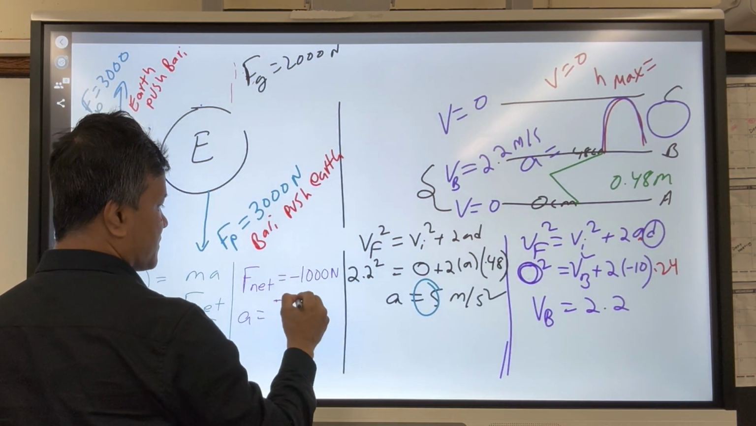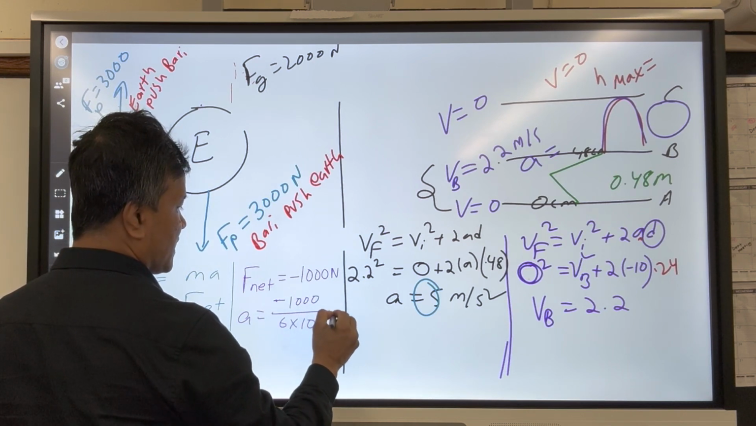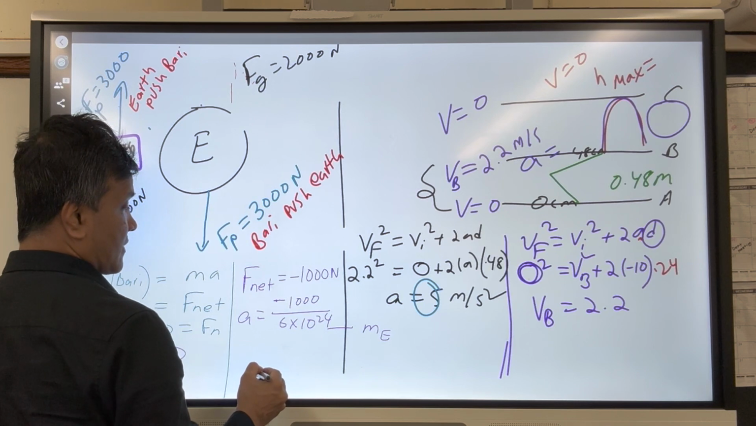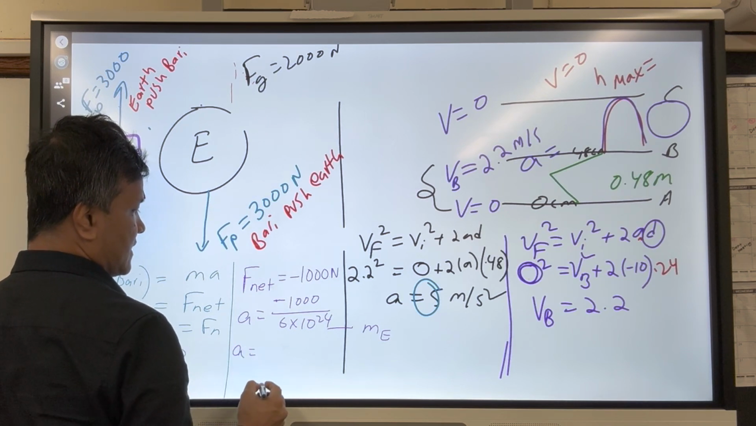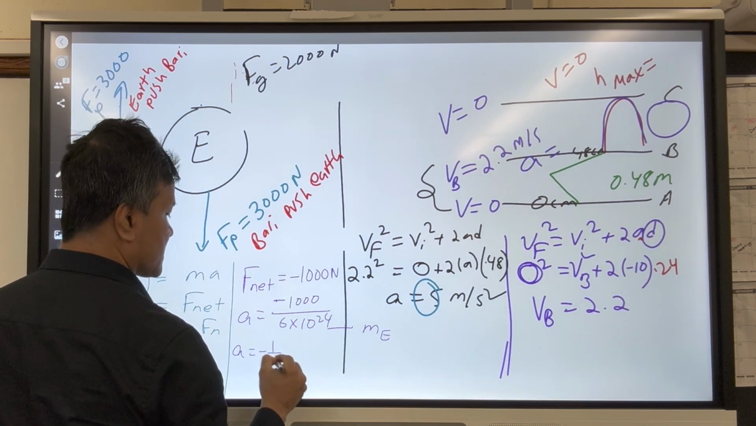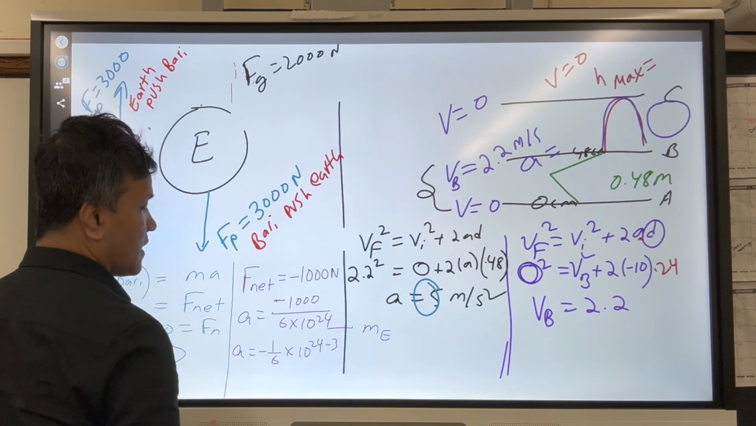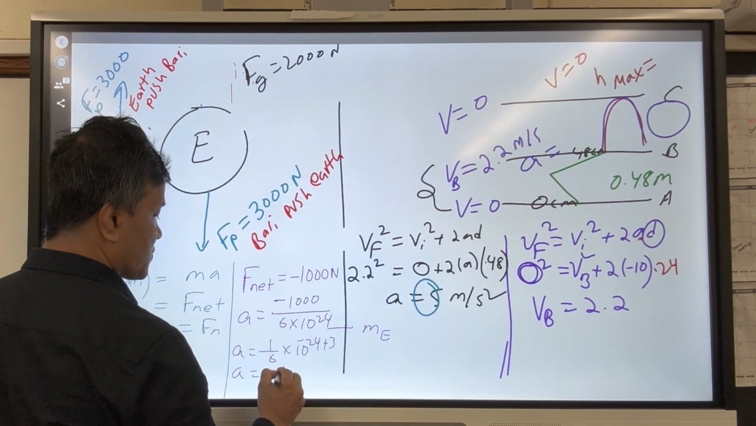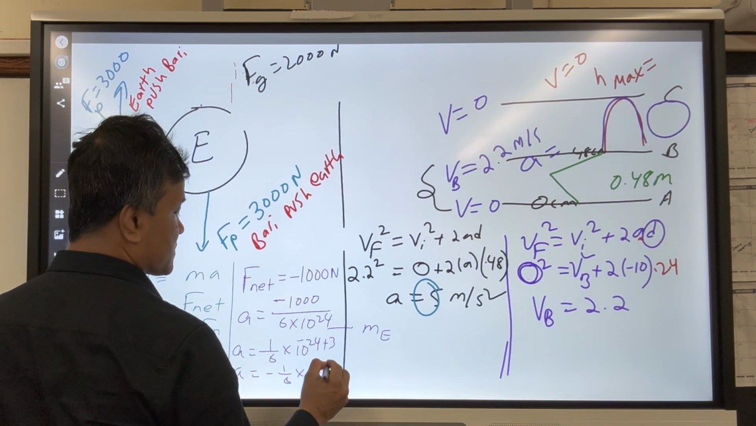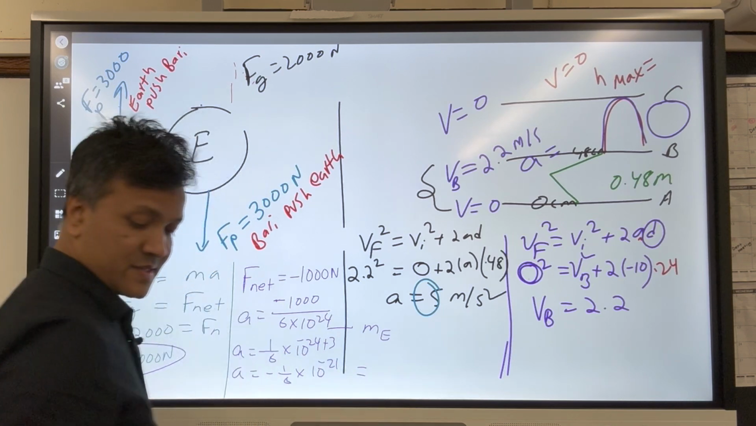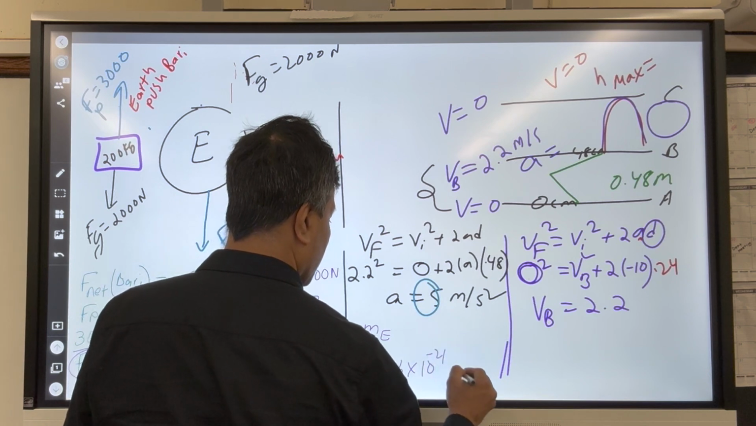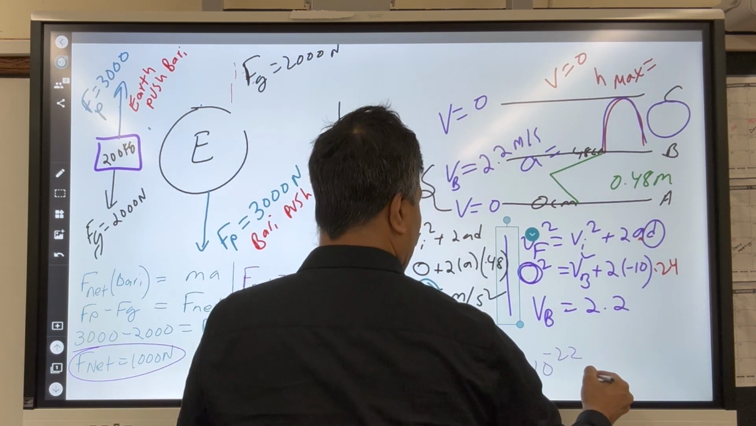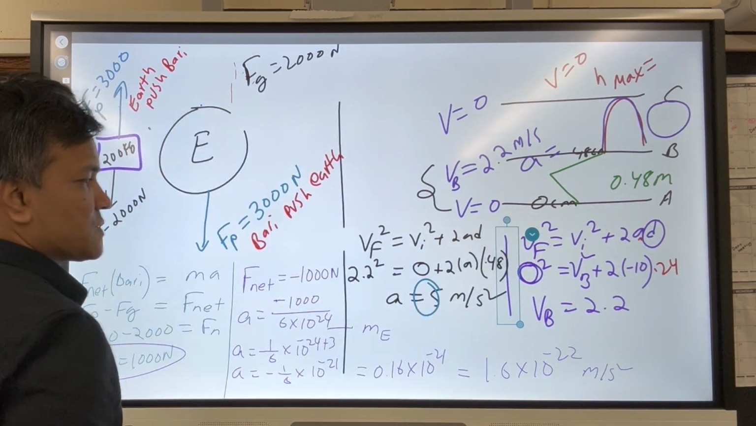Acceleration is F net, which is negative 1000, divided by 6 times 10 raised to 24. Why? This is the mass of the Earth. So you have acceleration is negative 1 over 6 times 10 raised to 24 minus 3. Oh, well, minus 24 plus 3. So acceleration is minus 1 over 6 times 10 raised to minus 21. So 1 over 6 is 0.16, times 10 raised to negative 21, which in scientific notation is 1.6 times 10 raised to negative 22 meters per second squared. So Earth is moving down with that much acceleration.